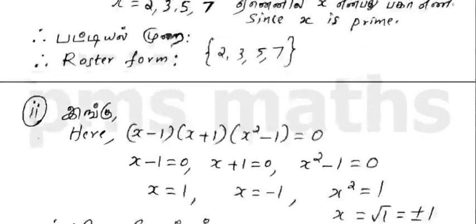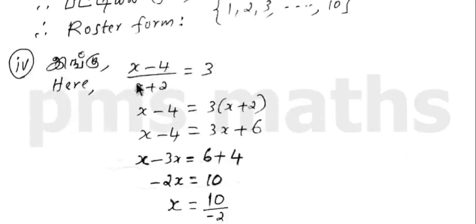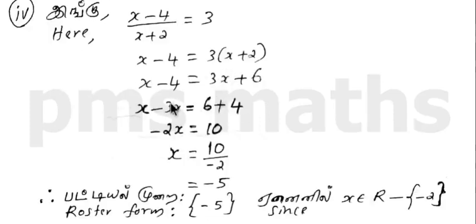Fourth one. Here, (x minus 4) whole divided by (x plus 2) is equal to 3 is given. Then find out the values from this equation. x minus 4 is x minus 4. Take this divided by x plus 2 to right side, becomes into. Here 3 is there. 3 into x plus 2. Here x plus 2 becomes into when it goes right side. Here x minus 4 is there. x minus 4 is equal to, here we can multiply 3 into x, 3x. 3 into 2, 6. Plus 3x becomes minus 3x when it comes left side.